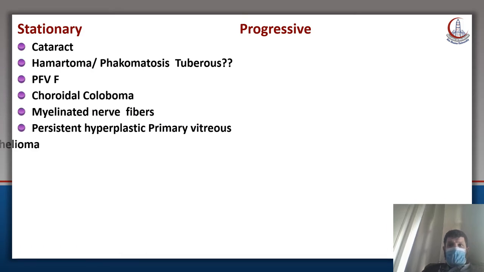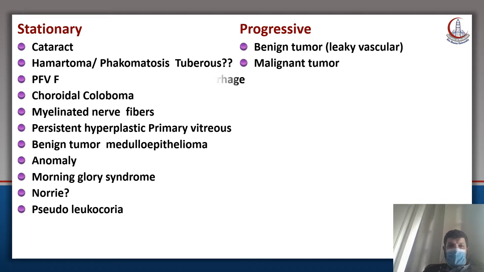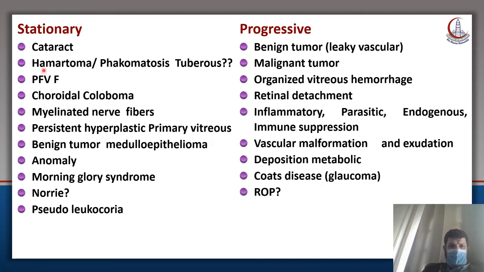We can talk about leukocoria in terms of stationary leukocoria, like cataract, tuberous sclerosis, persistent fetal vasculature, coloboma, myelinated nerve fibers, persistent hyperplastic primary vitreous, and benign tumors that grow very slowly. So it's questionable whether to say stationary here or not. Any kind of anomaly can give a white reflex coming out of the eye. One example is morning glory syndrome, an optic nerve anomaly.